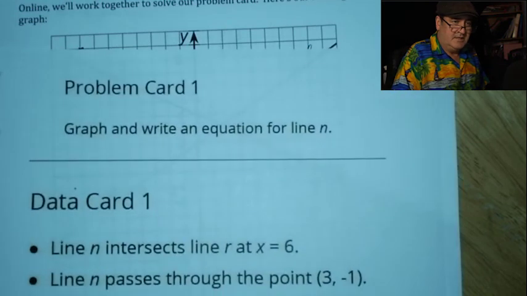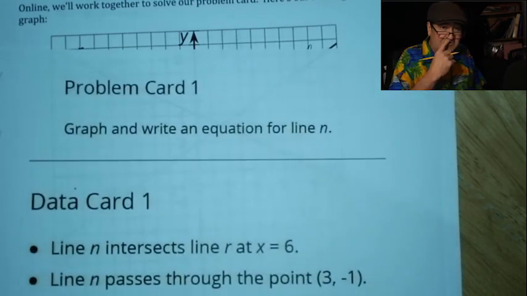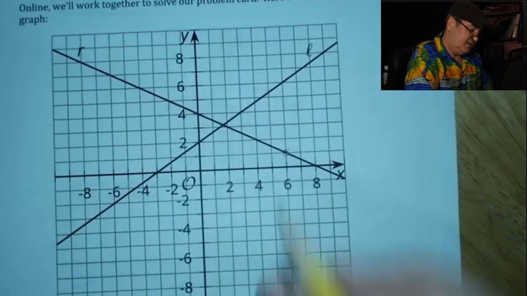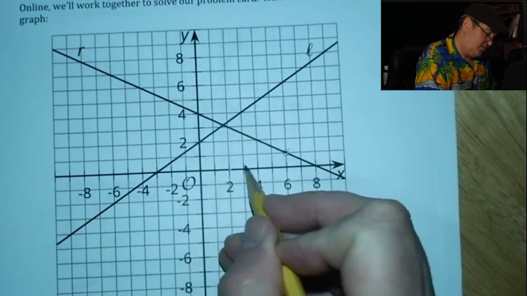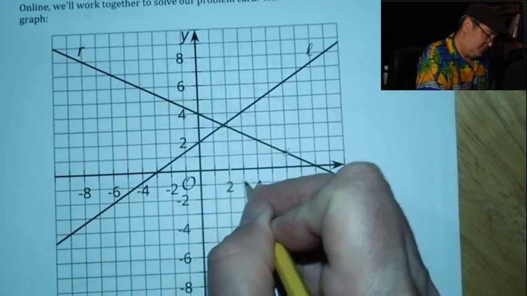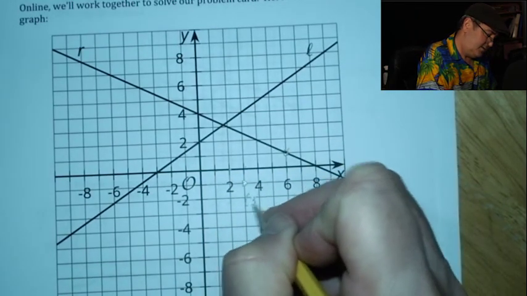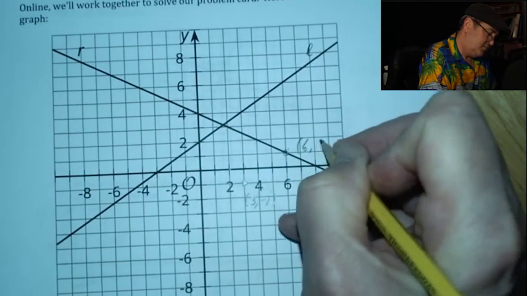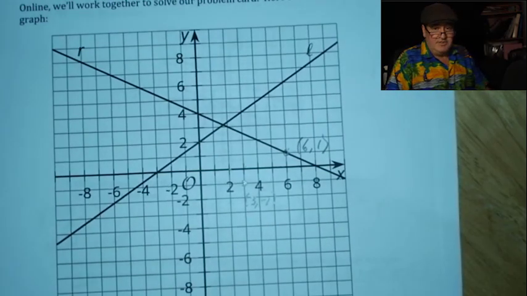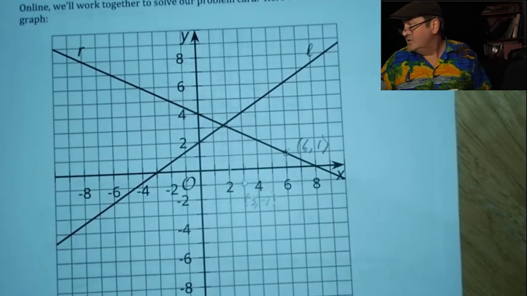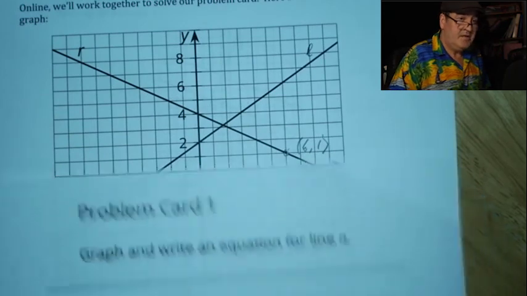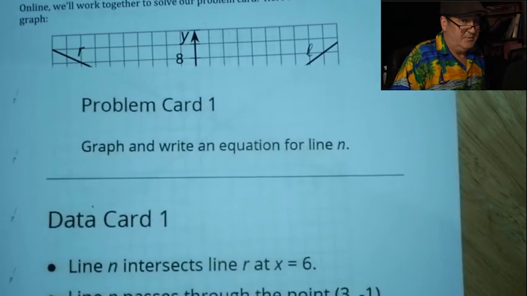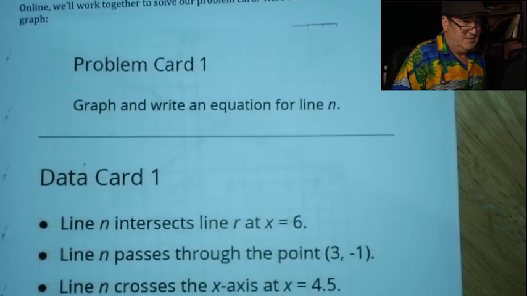What's our next thing? Line N passes through the point (3, -1). Okay, let's mark that point. 1, 2, 3, negative 1. So we have the point (3, -1). And we have this point that is the point (6, 1). Those 2 points are both on our line. So we have that. And we're supposed to graph and write an equation. We could probably do it now that we just have 2 points. Let's see what the next thing it says.